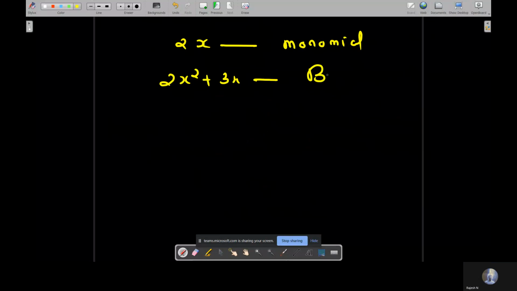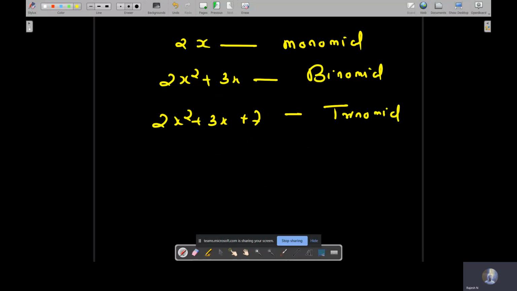Then there are different types of polynomials. Suppose x or 2x, only one term is there. That is called a monomial. Suppose 2x squared plus 3x. Here two terms are there. That is called a binomial. 2x squared plus 3x plus 7. Here three terms are there. That is called a trinomial.